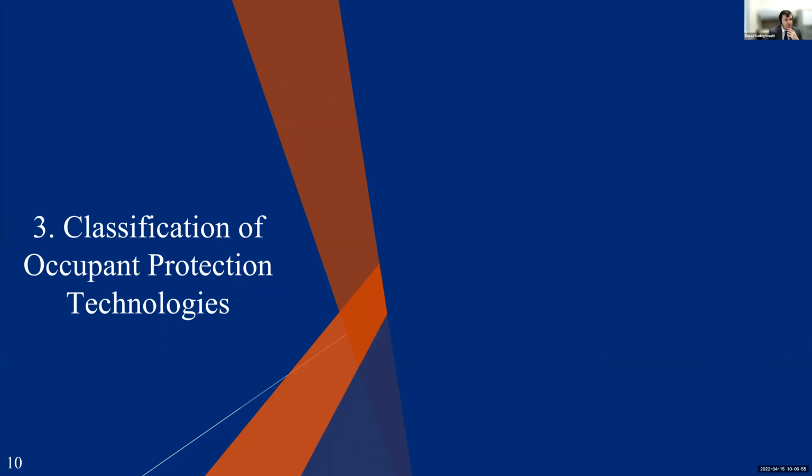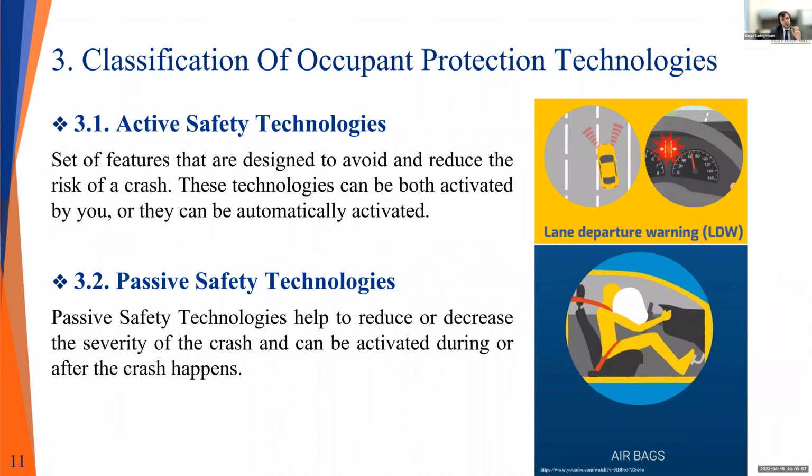Okay, so we classify them. Let's just go one more time to all the classification of the occupant protection technologies. Basically, they are falling into two big categories that we are going through from the bottom up, each one of them today, and we'll learn lots of new things.